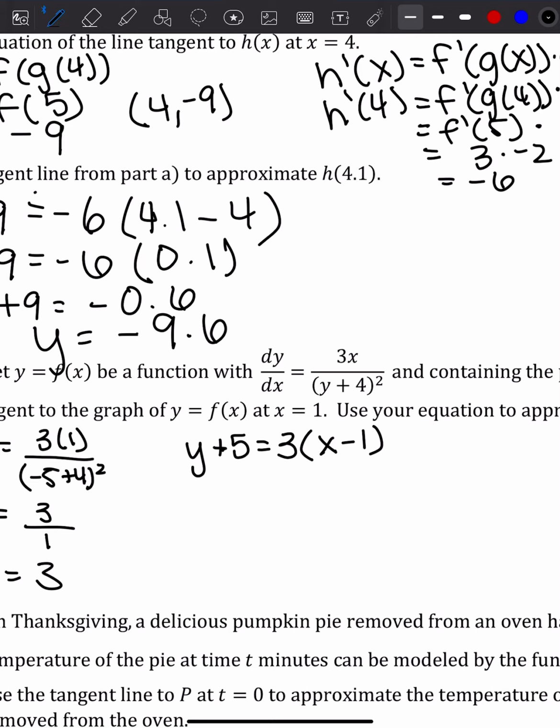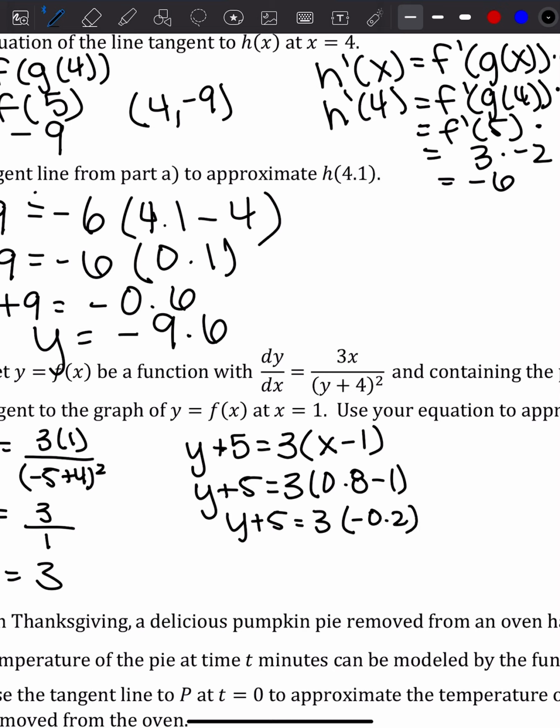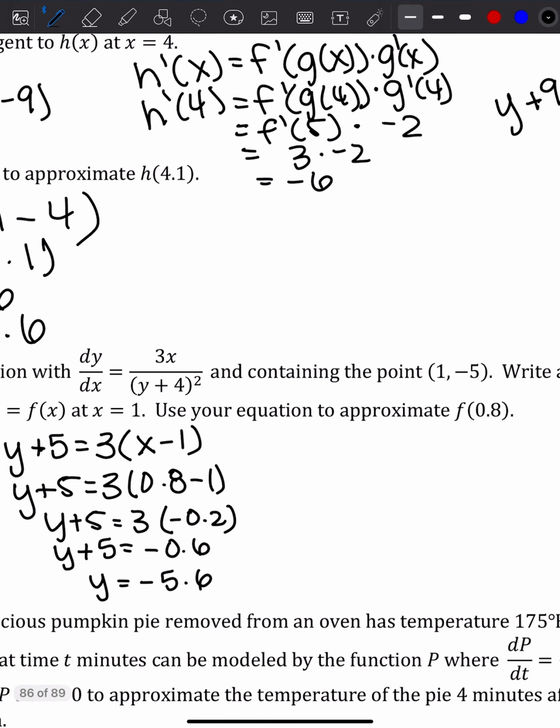So we're going to plug in 0.8 to our function. So y plus 5 is equal to 3 times (0.8 minus 1). We have this difference as -0.2. 3 times 2 is 6, so I know that this is going to be negative 0.6 again, and we're going to subtract 5 from both sides. So y is equal to negative 5.6. So f of 0.8 is about negative 5.6.